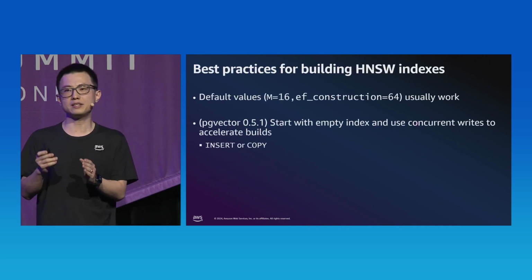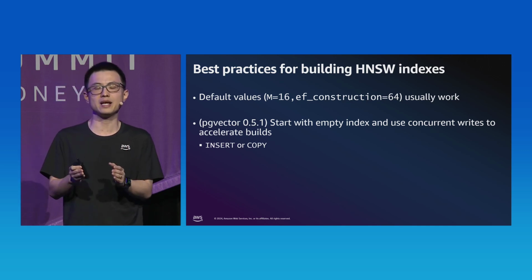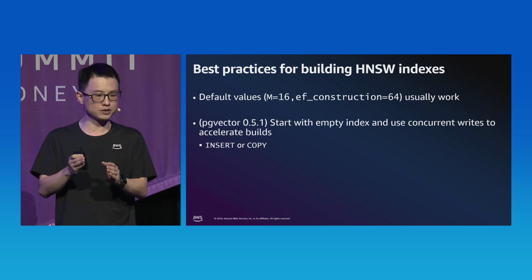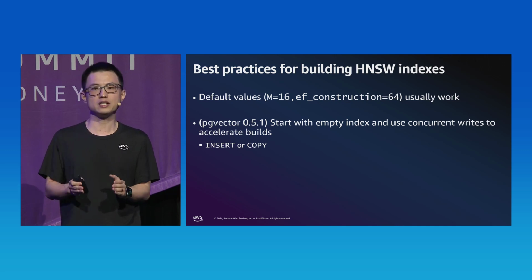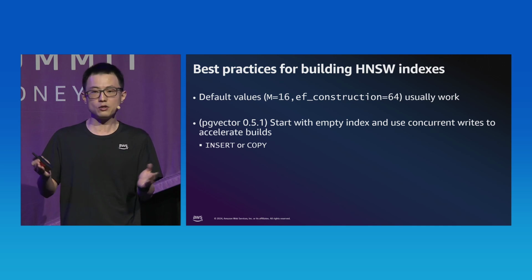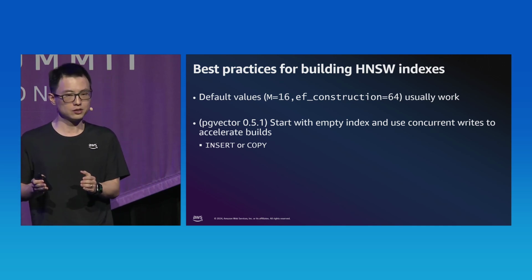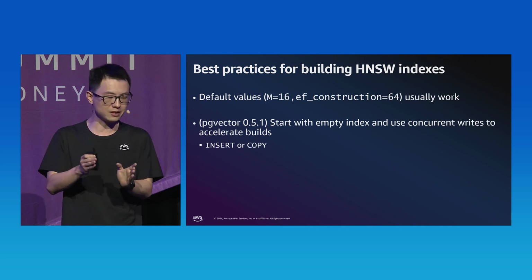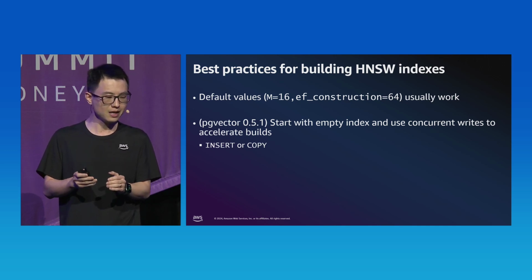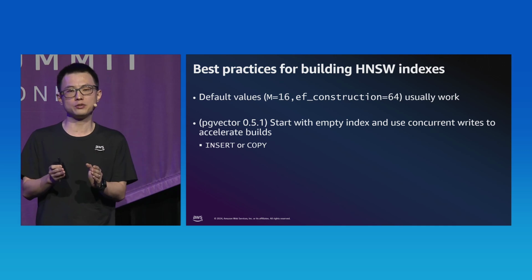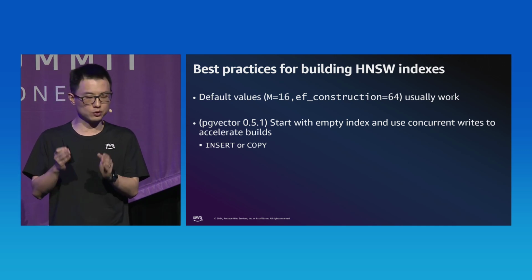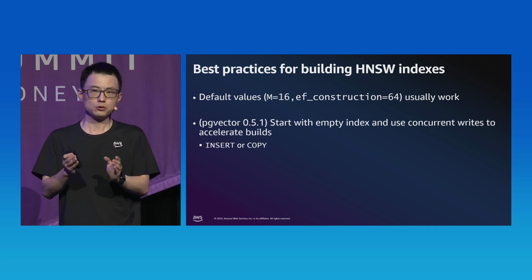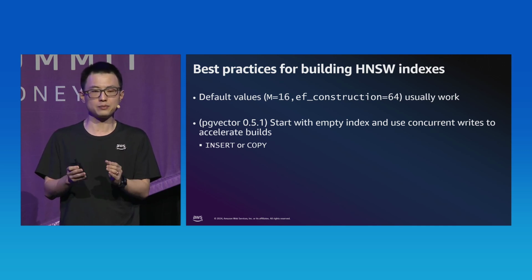So the best practice for building the HNSW index is using the default values, m equals 16 and ef_construction equals 64, which is OK. It usually works, and I will tell you how to tweak that in a few slides. Also, to accelerate your index building process, you can use concurrent workers.